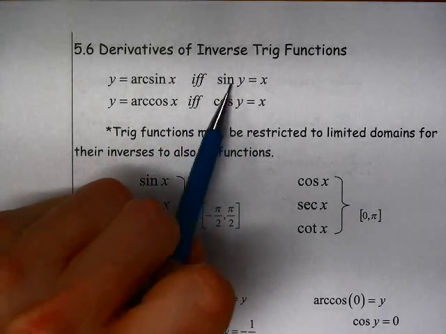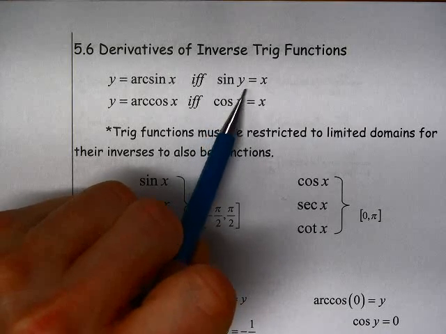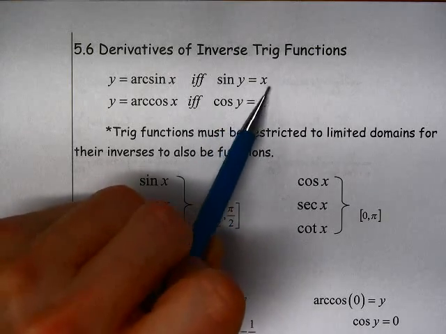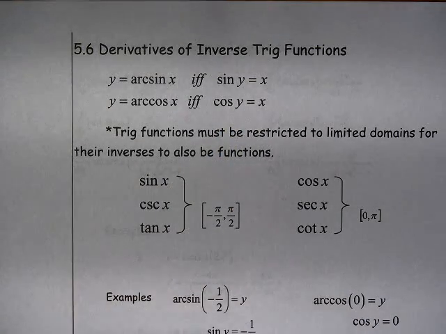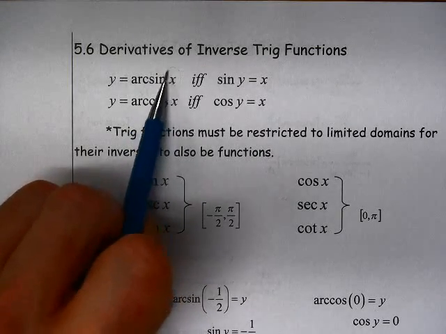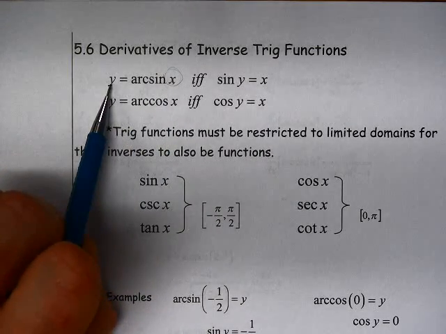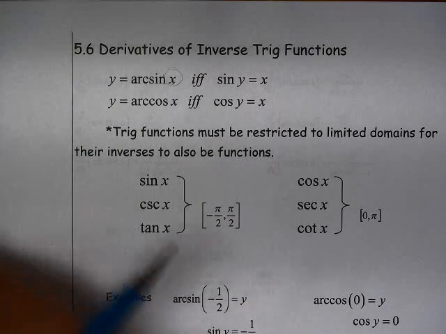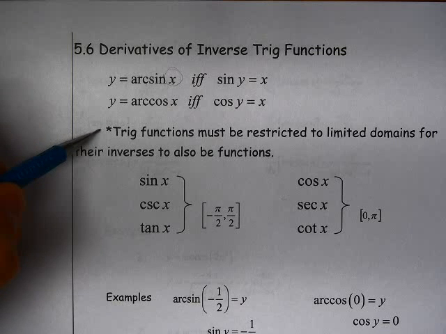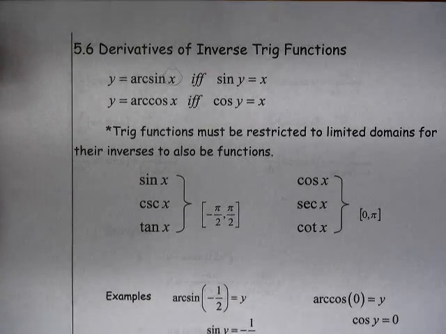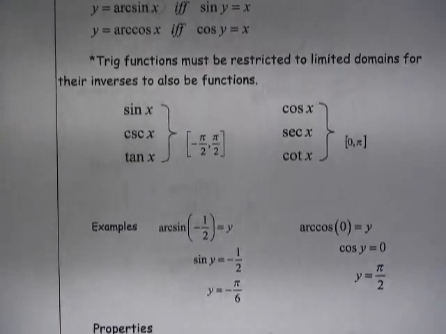So notice here that when we have a sine function, the input is an angular measurement in radians here in calculus, and the output is some value on the unit circle. With an inverse trig function, the input is some value on the unit circle, and then the output is an angular measurement in radians. All right, so when we have trig functions, we have to restrict the domains in order to make sure that the inverses are also functions, otherwise they won't be functions.